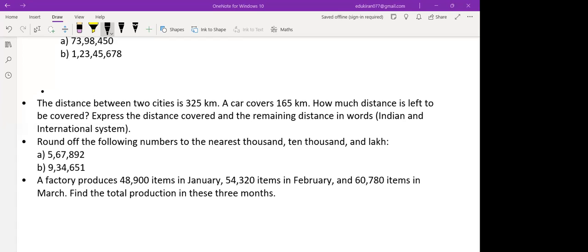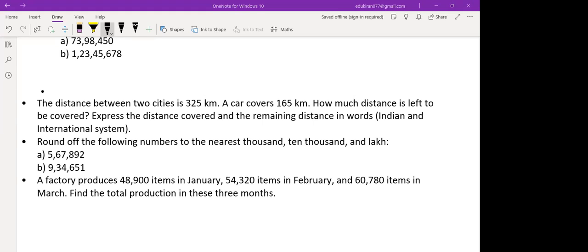Ma'am, the distance between two cities is 325 kilometers. A car covered 165. So, ma'am, 160 kilometers will be remaining. Correct. Next. Ma'am, for the first one, the answer is 165, right? Because they are asking the distance covered, which is 165, and then they are asking the remaining. The distance between two cities is 325, the car covered 165, so how much distance is left? We are supposed to subtract. After subtracting 325 minus 165, we'll get the answer as 160.